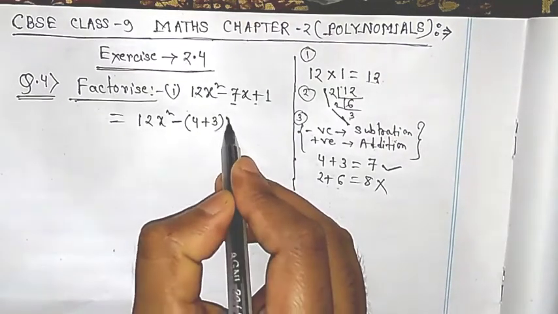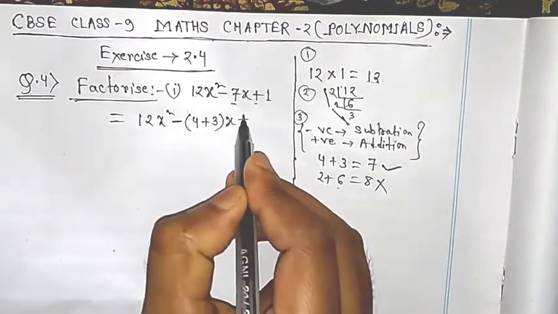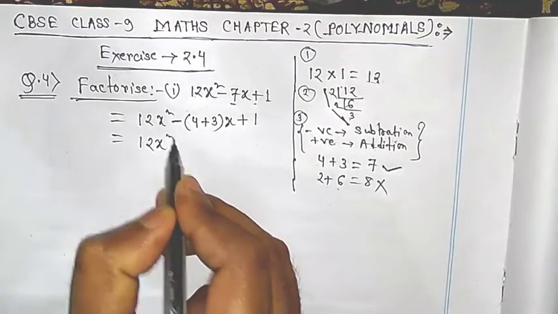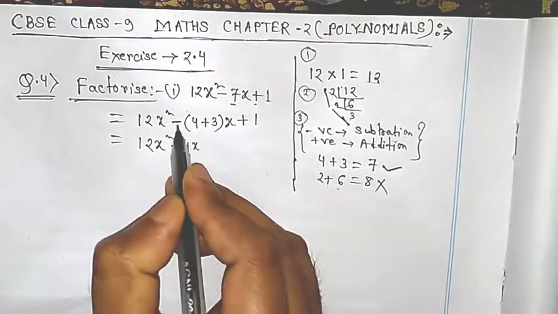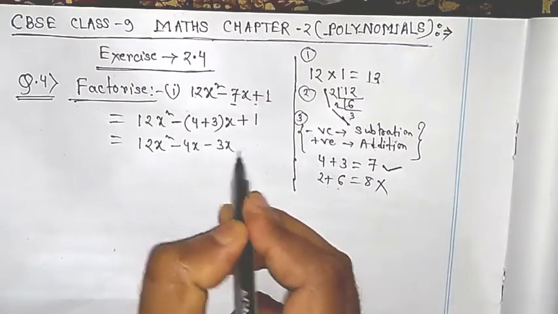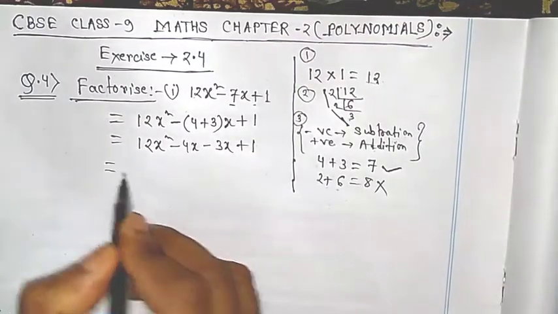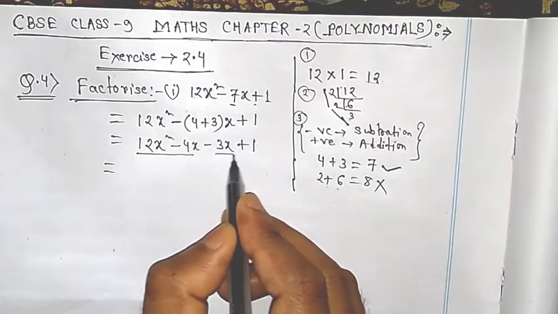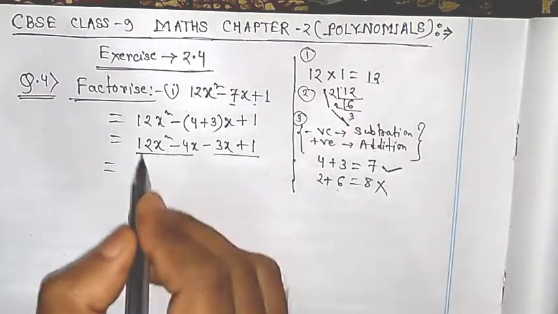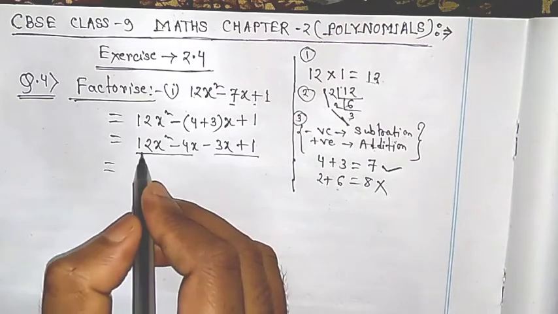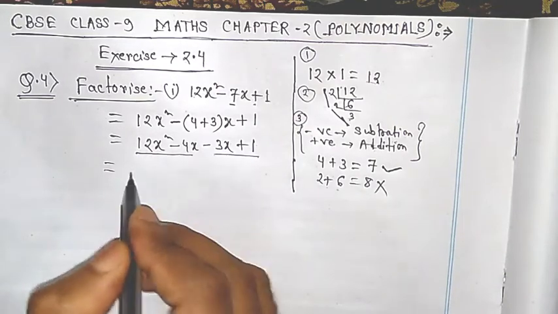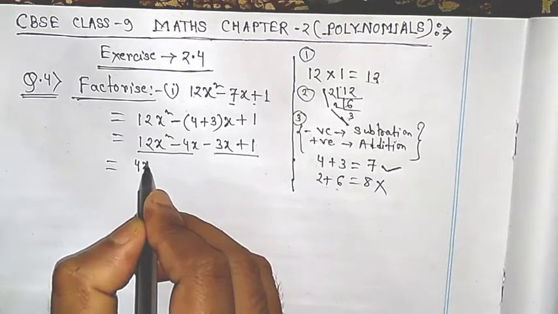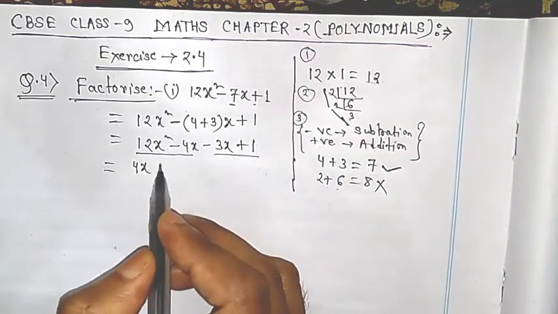Okay, now put x same as the initial line, plus 1. Now simply multiply: 12x square minus 4x minus 3x plus 1. Now regroup these first two terms and regroup these second two terms. So from the first two terms, which is the common factor? There is a common factor from the constant portion, that is 4, and from the variable portion, that is x. So 4x is the common factor.